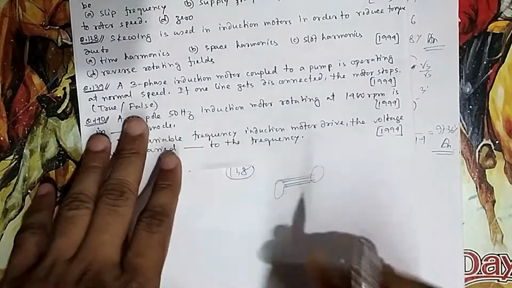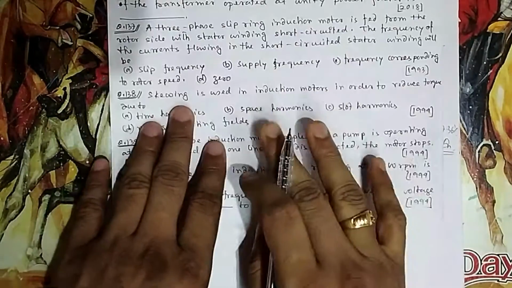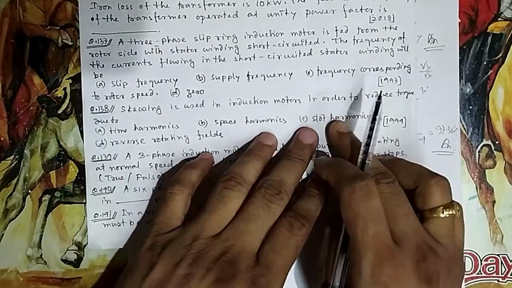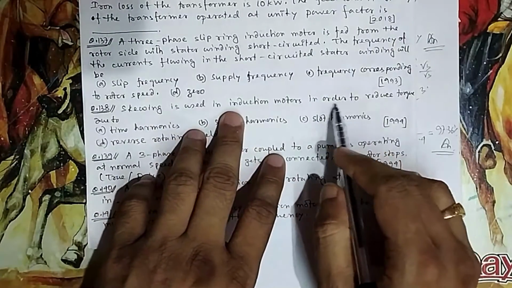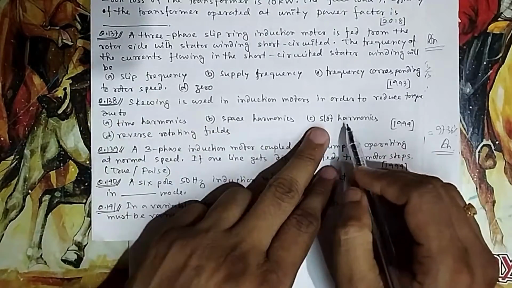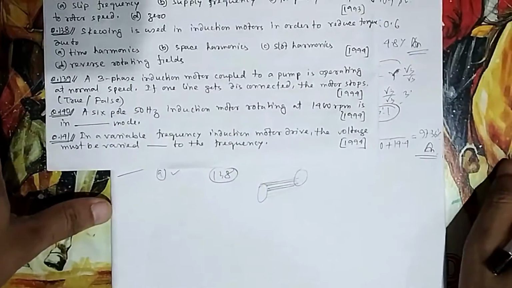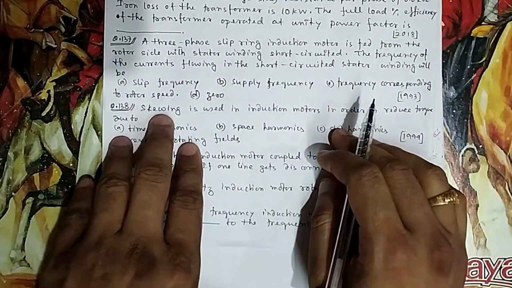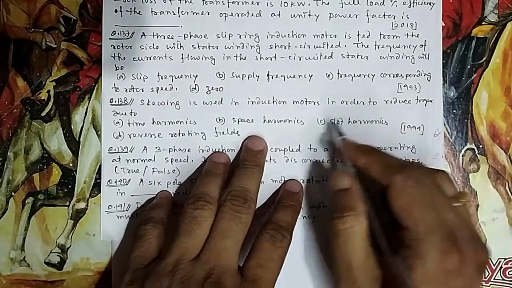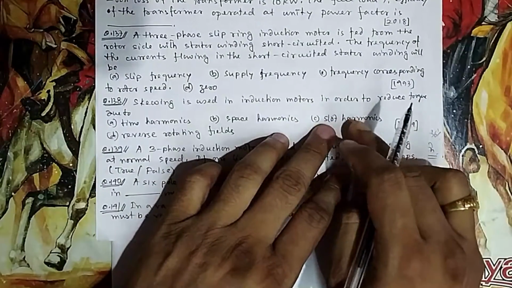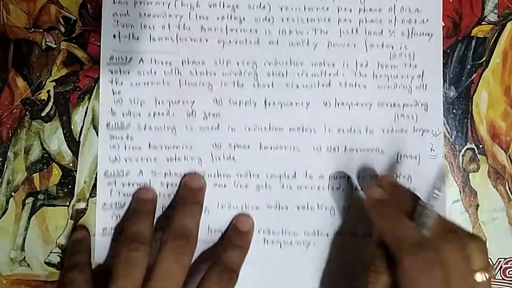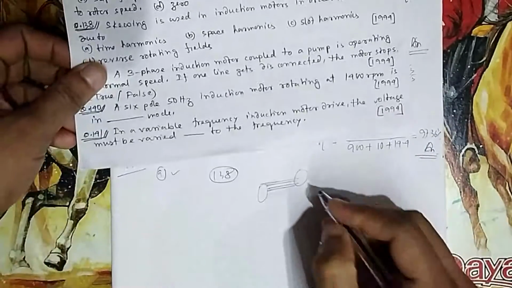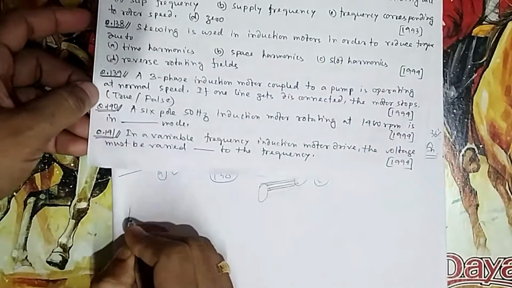There are a number of advantages of skewing. One of the advantages is that it takes care of your slot harmonics. Skewing is used in induction motor in order to reduce the torque due to slot harmonics. Due to them there may be a chance of locking, and the induction motor may not start at all. So to avoid that, we use skewing to reduce the slot harmonics. You can remember it this way: you are tilting the slots for slot harmonics, easy to remember.